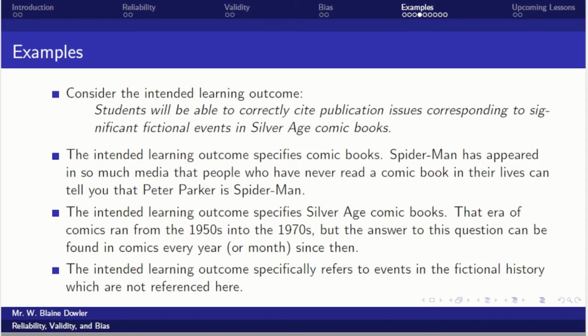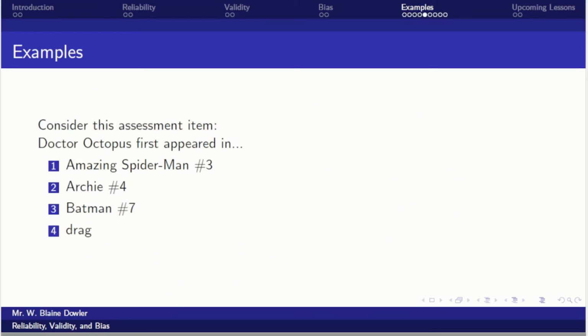It also does not specifically refer to events in the fictional history that are referenced here, so it's not valid in that regard either. This version is an improvement.